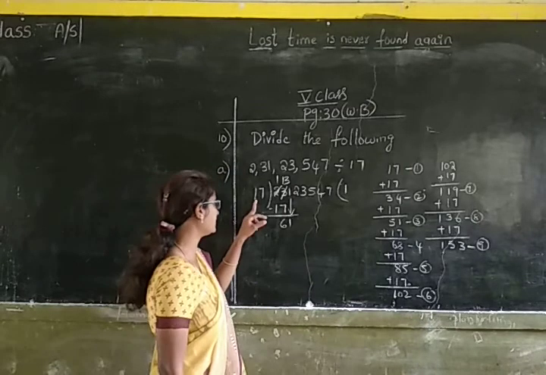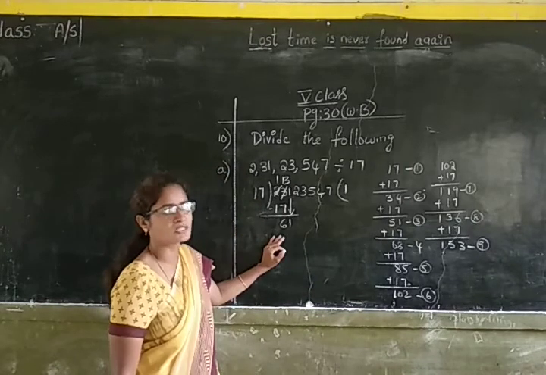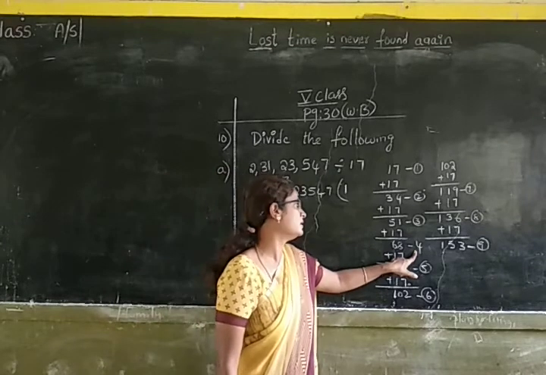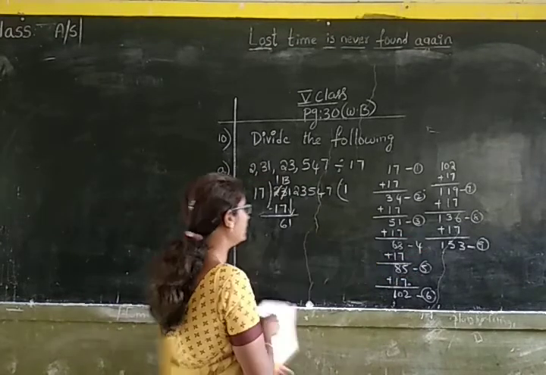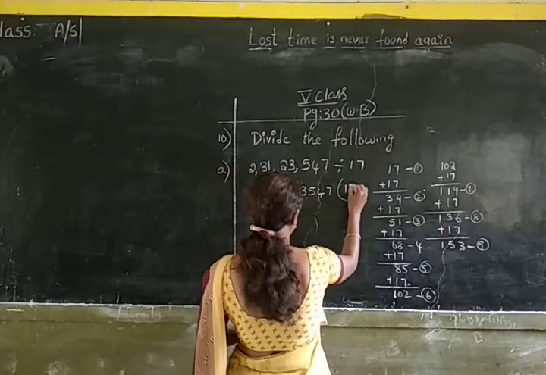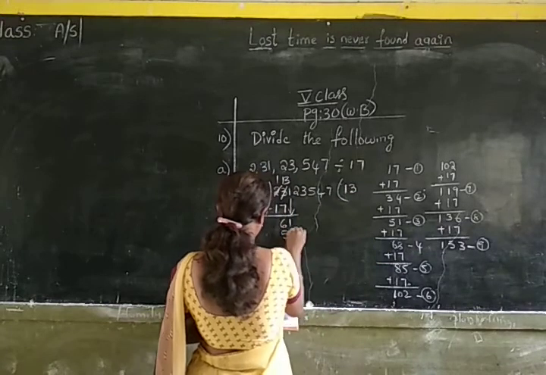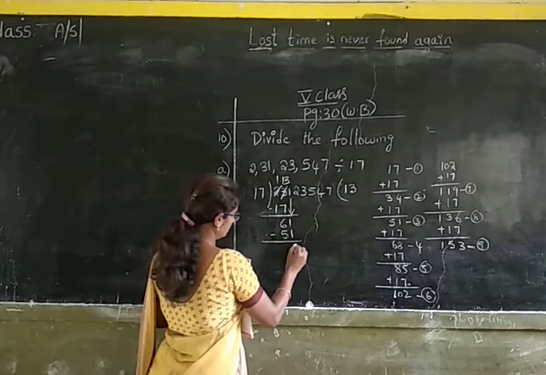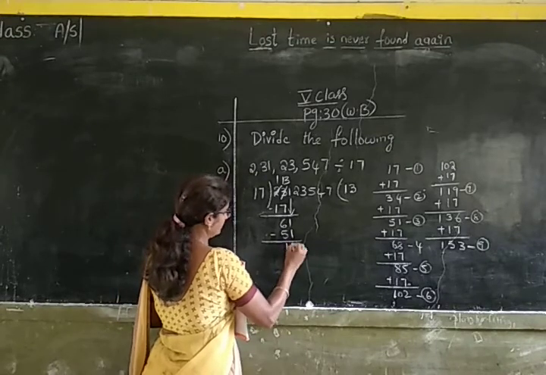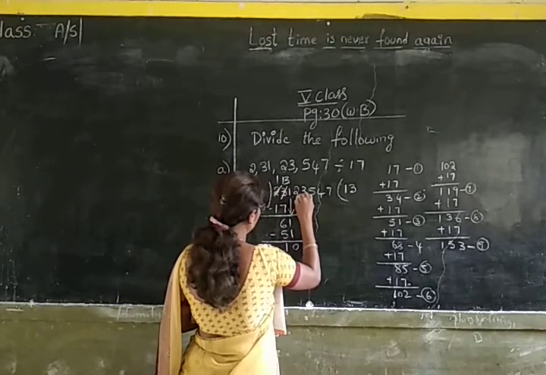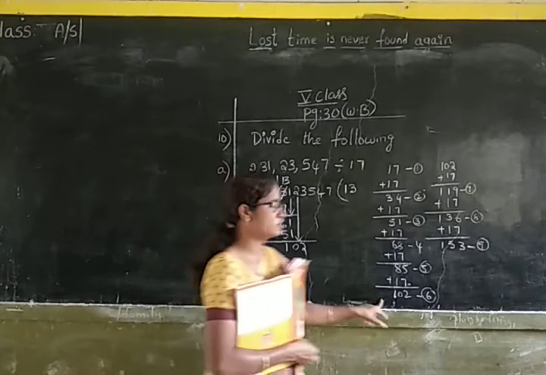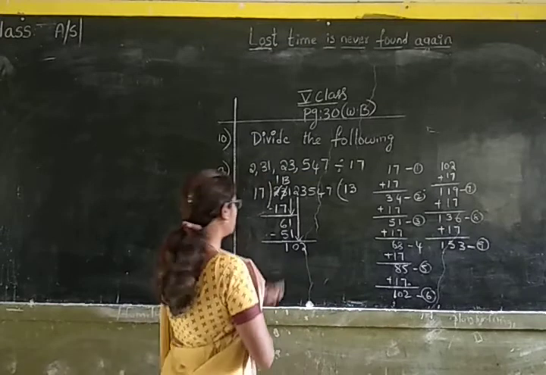Now we have to see how many times 17 goes in 61. If you take 68, it will be bigger. So you have to take 51. 17 threes are 51. 1 minus 1 is 0. 6 minus 5 is 1. Now bring down 2. So 17 goes 6 times in 102.